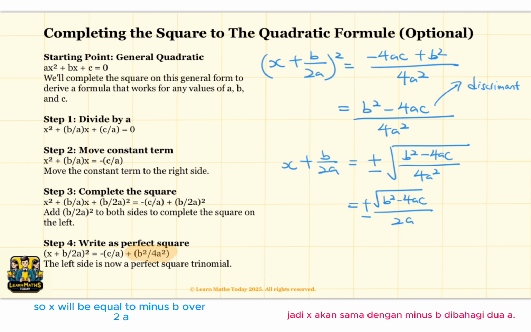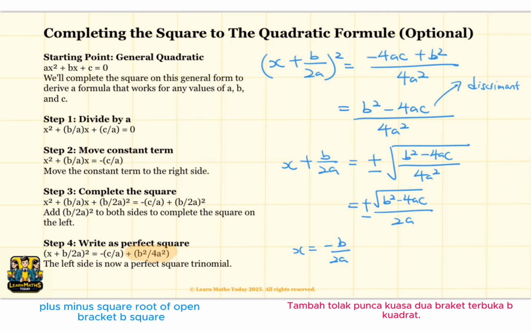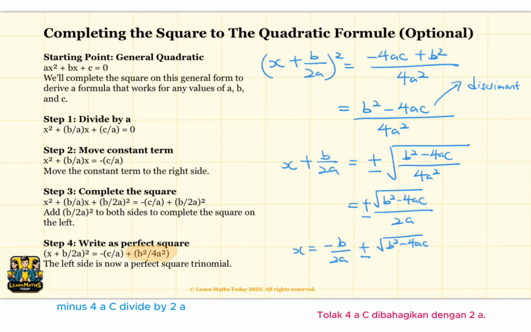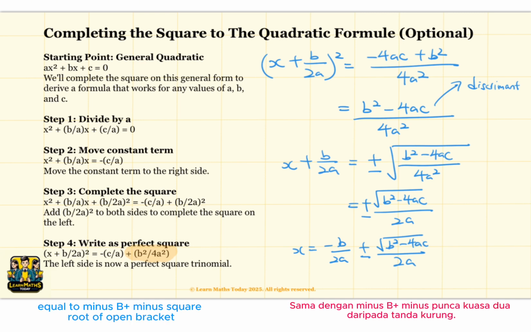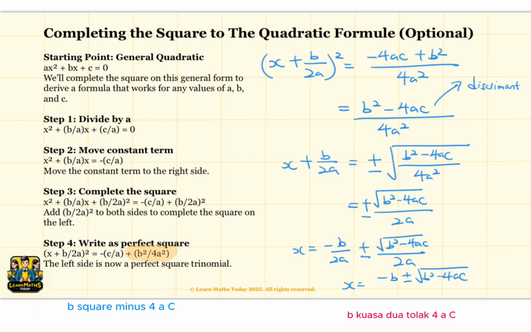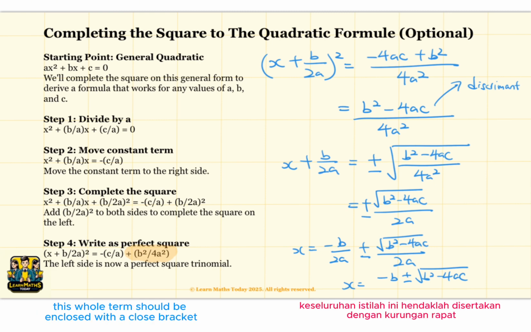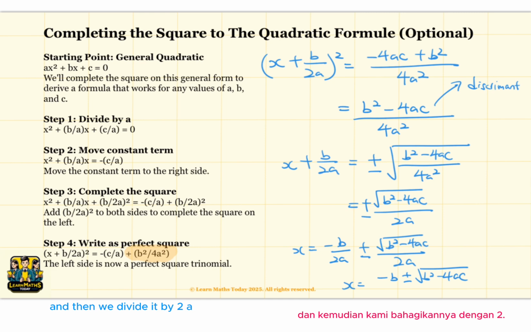So x will be equal to minus b over 2a plus minus the square root of open bracket b squared minus 4ac divided by 2a. And then now we have x equal to minus b plus minus the square root of open bracket b squared minus 4ac. This whole term should be enclosed with a close bracket, and then we divide it by 2a.